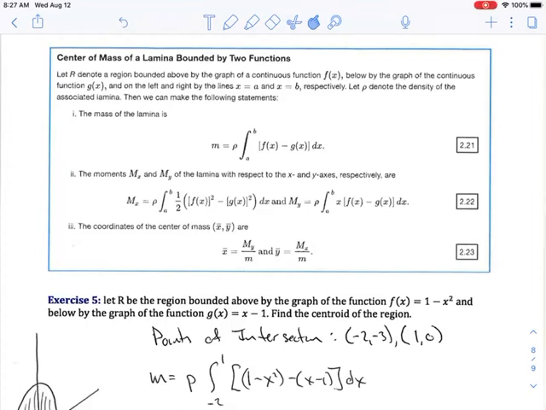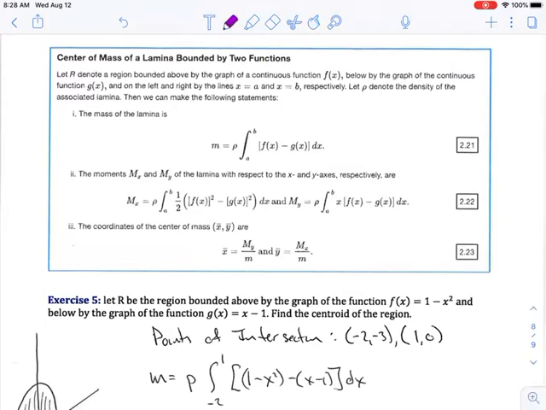In this last video in section 2.6, we're going to look at finding the center of mass of a lamina bounded by two functions. I have not gone through any of the theoretical development. I'm skipping right to the actual formulas. Now, the formulas are similar to what we did in the previous video.